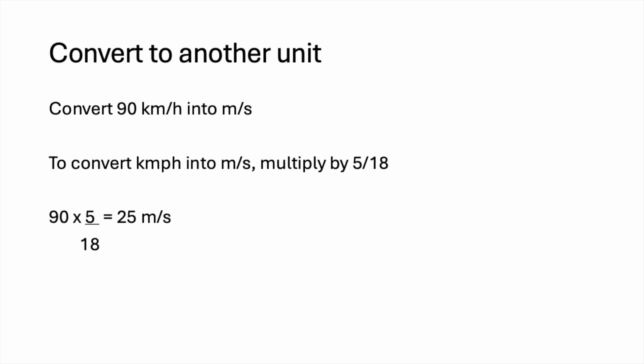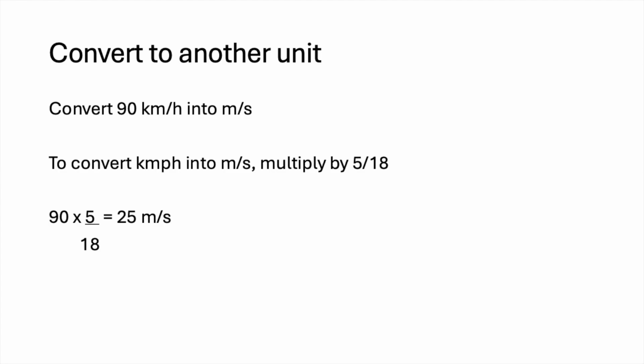Convert to another unit. Convert 90 kilometers per hour into meters per second. To convert kilometer per hour into meter per second, there's a simple formula. You multiply by 5 by 18. You get 25 meter per second. Now the way you get it is 90 kilometers is 90 into 1000, and per hour is nothing but 60 minutes into 60 seconds. So if you scratch it out, you calculate it, it actually works out to 5 by 18. So simply multiply by 5 by 18.